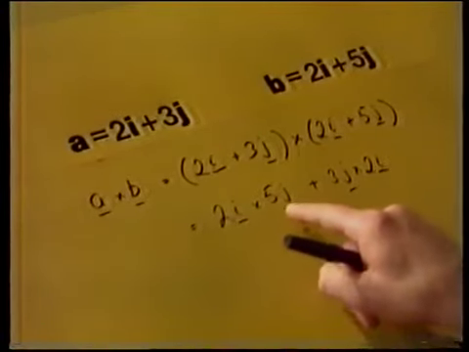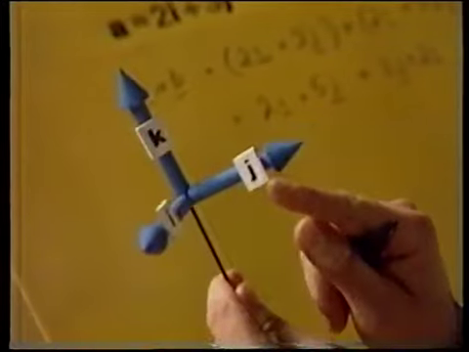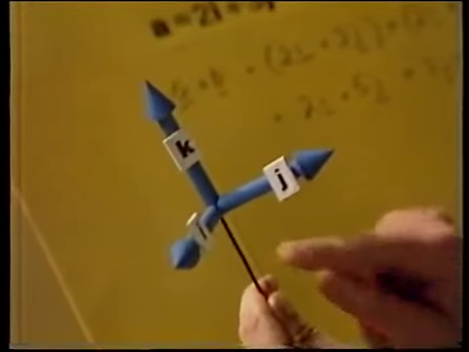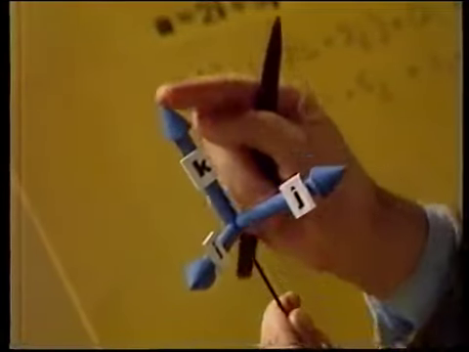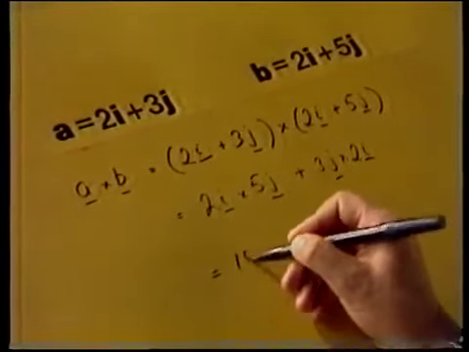Well, this term contains i cross j. How do we deal with that? Well, first of all, i and j both have unit magnitude. They're at right angles to one another, so sine theta is 1. So the magnitude of i cross j is 1. What about its direction? Well, take a look at this. Here are i and j. By the clock rule, i cross j will be a unit vector up here, and that's k. So we now have 2i cross 5j is 10k.